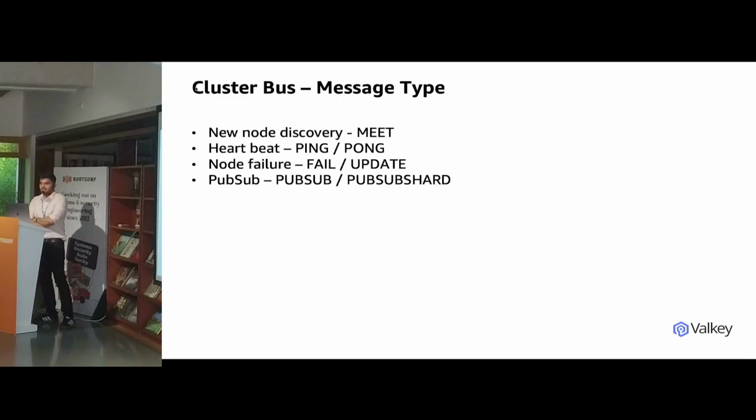And there are other scenarios which are one-off, but if there is a node failure, we need to broadcast to other nodes that, hey, this node has failed. Or if this node is healthy, we need to update them. Like I mentioned, pub/sub traffic goes through it. So we have a message type of pub/sub and pub/sub shard to support it.